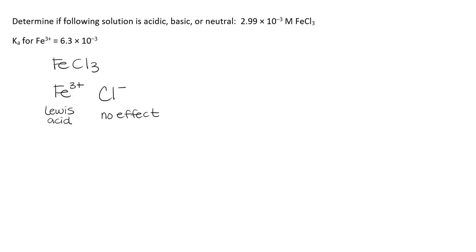So that's the first thing we need to do, is just assess the ions to determine if any of them have acid-base properties. So in this example, only the cation does, because the cation is a Lewis acid. And because the cation is a Lewis acid, that makes this solution acidic.